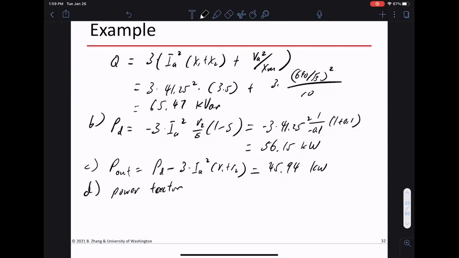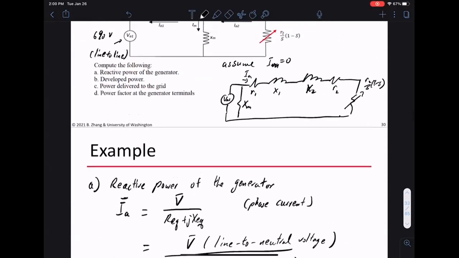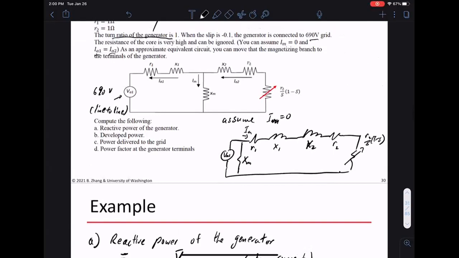If you look at Q, is a generator generating Q or consuming reactive power? If you're an induction machine, we'll compute a Q, right? We'll basically compute the current through all the reactive elements, and that's reactive power. Okay. So who's supplying this reactive power? Is it the grid or is it my generator?